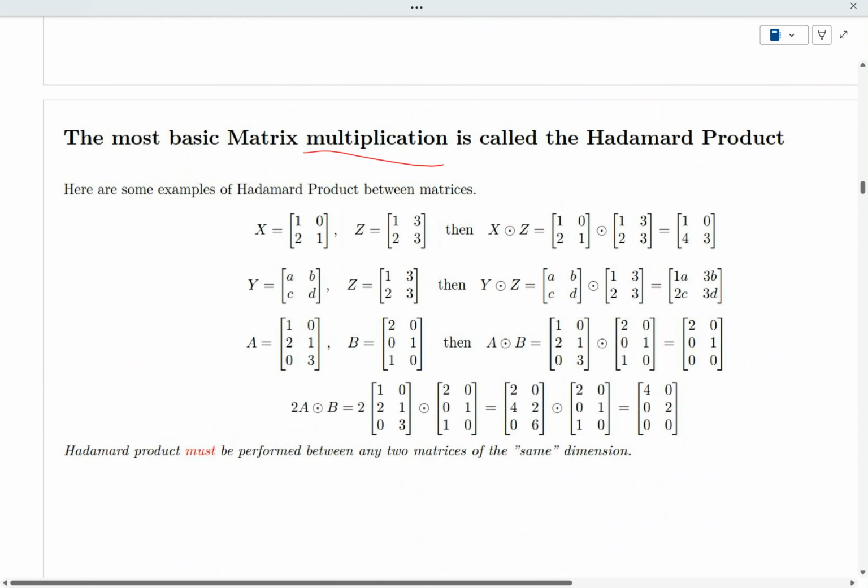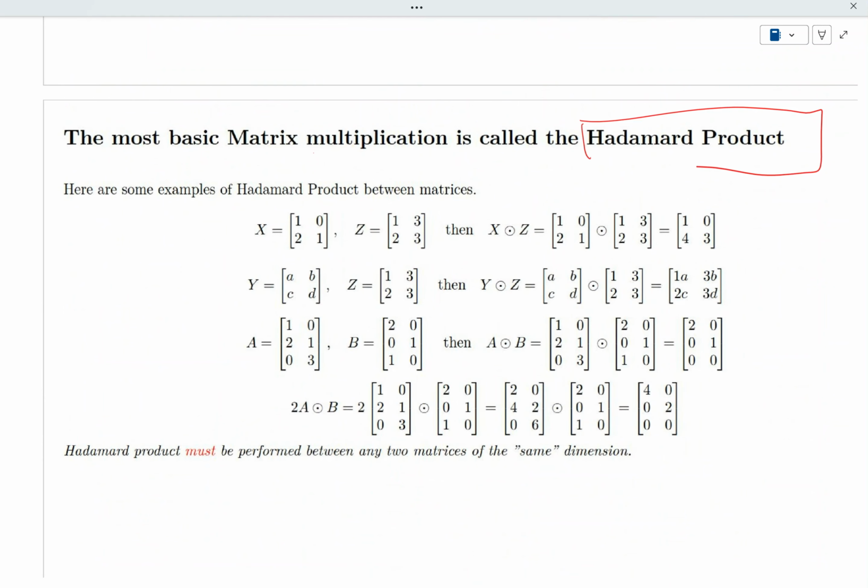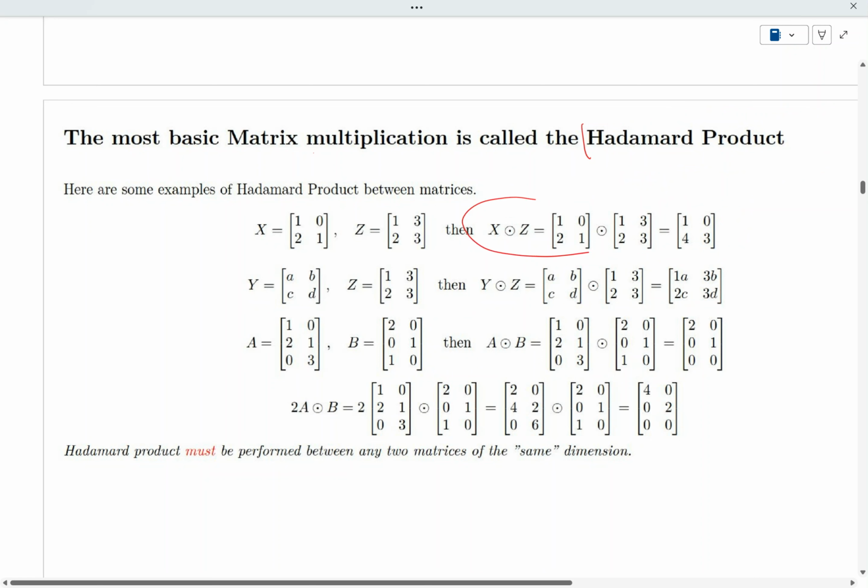The simplest multiplication is the Hadamard product, which, if you remember from vectors, is simply a multiplication of elements. So you take the first one, multiply by the first one, right? Second one, multiply by second one. Third one, multiply by third one. Fourth one, multiply by fourth one. So the idea of the Hadamard product symbolically is the same as the one we use for vectors. The idea is exactly the same. You take every element and just multiply them together.